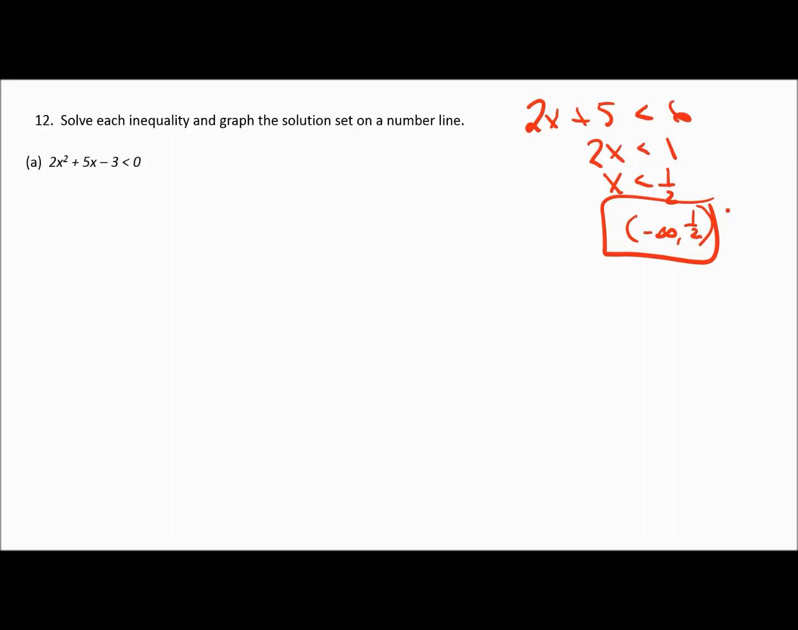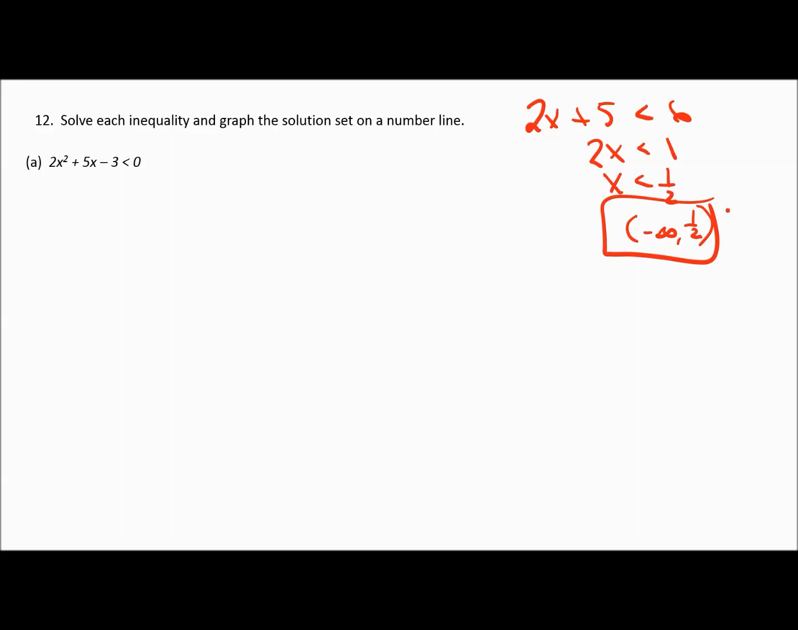But when you get to quadratic, it's different. Now, if you think about what you would do for this problem if it were equal to 0, you would either factor or use the quadratic formula. Well, that's what we're going to do in this case as well, but it's the step after that that's going to be different when you work with an equality versus an inequality.